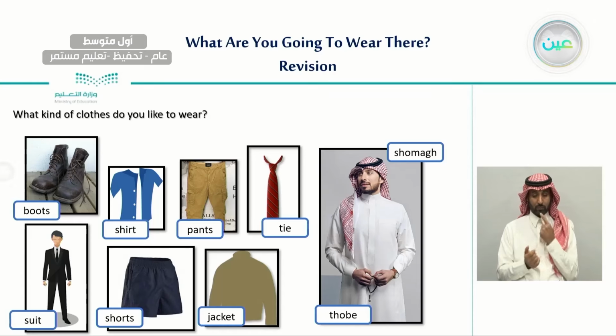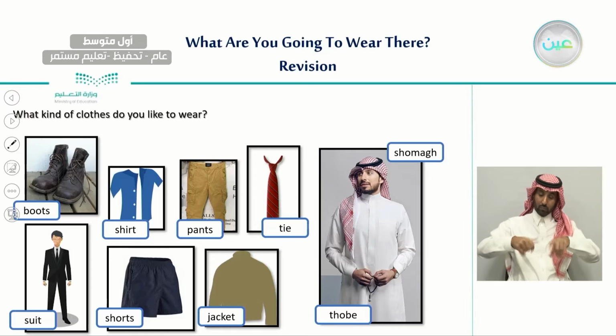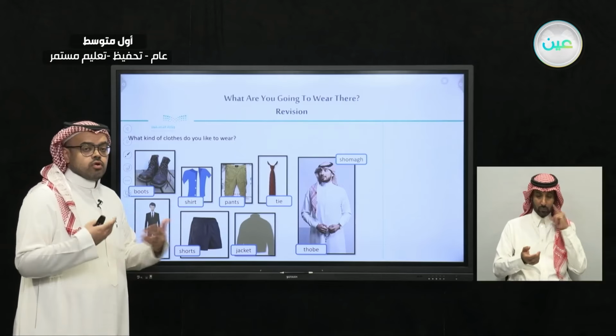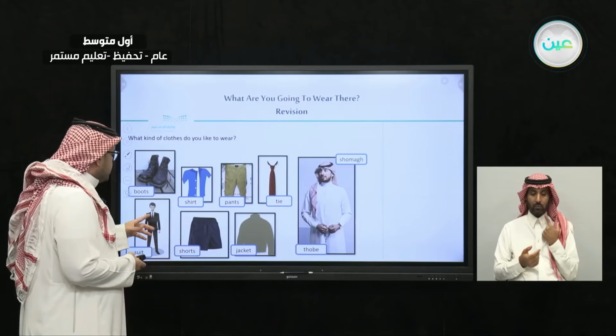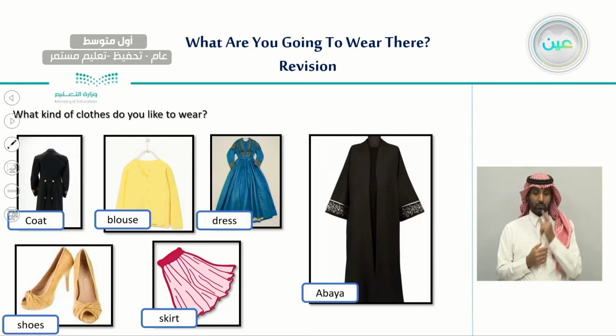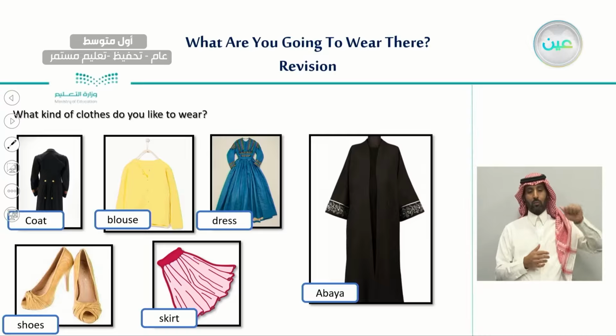Last lesson, we identified different kinds of clothes, and we classified those clothes between clothes for men and clothes for women. Some of the examples we mentioned for men were boots, shirt, pants, tie, thobe, shemagh, jacket, shorts, and suit. And the other kinds of clothes that are special for women were coat, blouse, dress, abaya, skirt, and shoes.